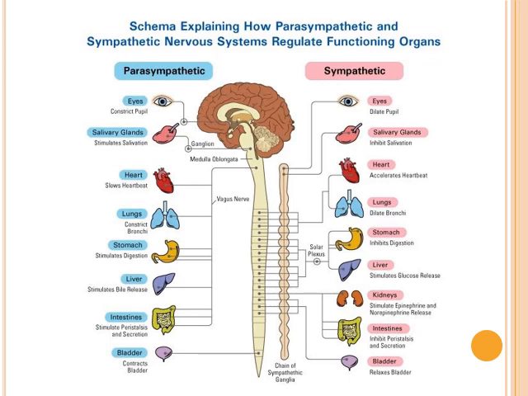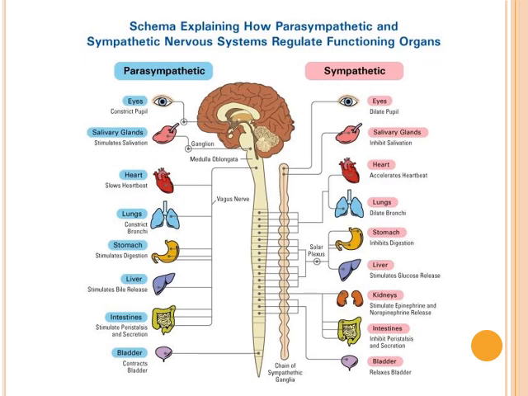So before we get started with chapter 18, it's very important that you understand parasympathetic and sympathetic nervous systems and how they regulate functioning organs. So this first slide here is a very good example of how parasympathetic and sympathetic affect the organs. If you look to the left under the parasympathetic, what I would do is make a nice list or chart, whatever you prefer, and note the differences between the two.